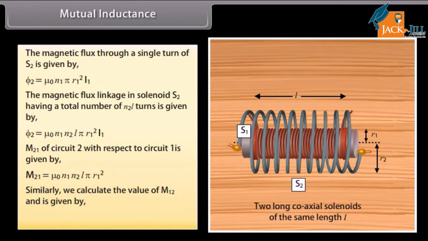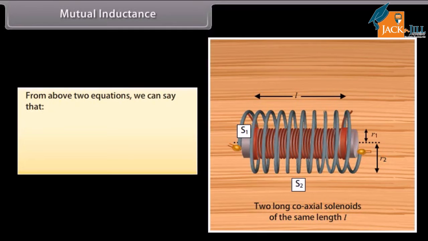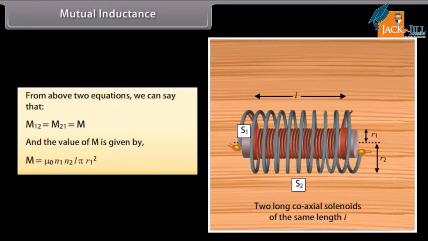Similarly, we calculate the value of M12, and it is given by mu naught N1 N2 L pi R1 square. From the above two equations, we can say that M12 is equal to M21, which equals M. And the value of M is given by mu naught N1 N2 L pi R1 square.